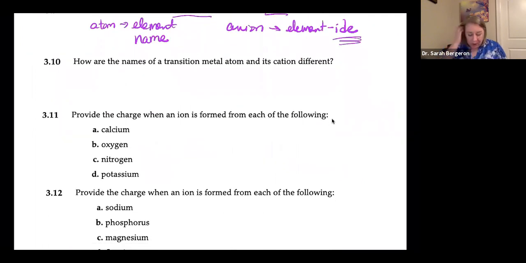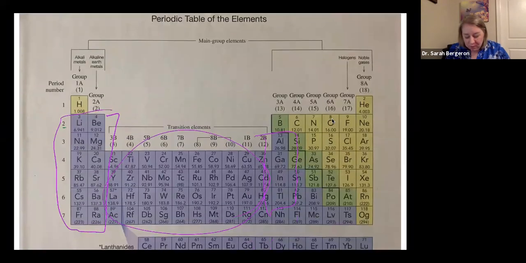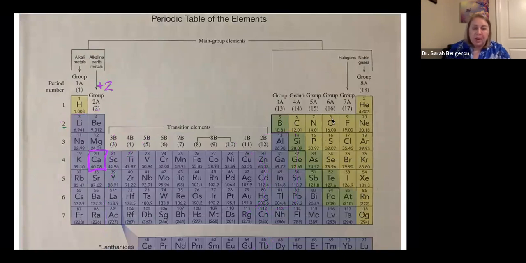Provide the charge when an ion is formed from each of the following. Calcium. What you should do is go to your periodic table. I'm not going to do every one, but go to your periodic table. Calcium. What group is calcium in? Group 2A. What's my charge? +2.